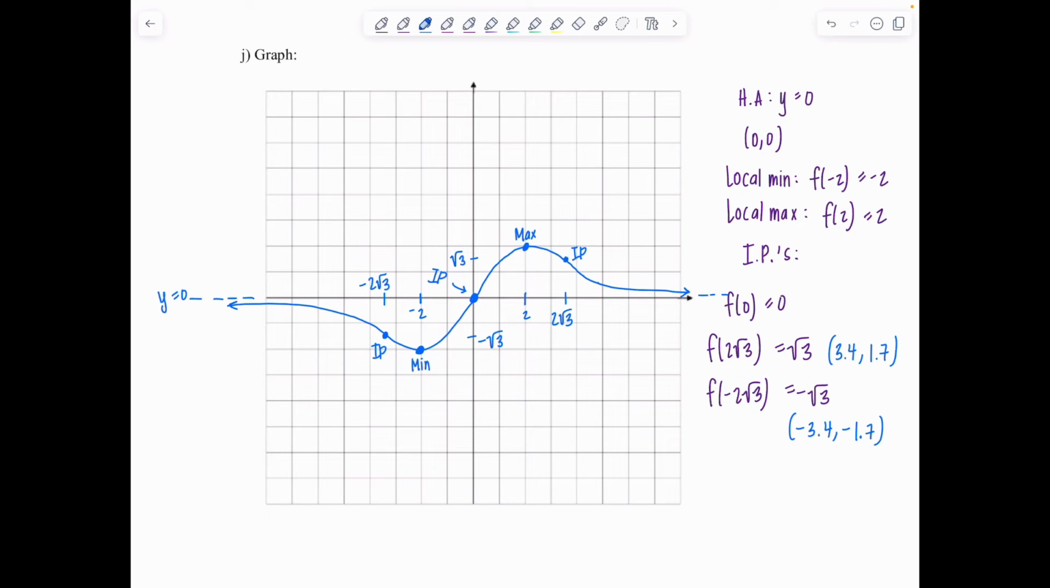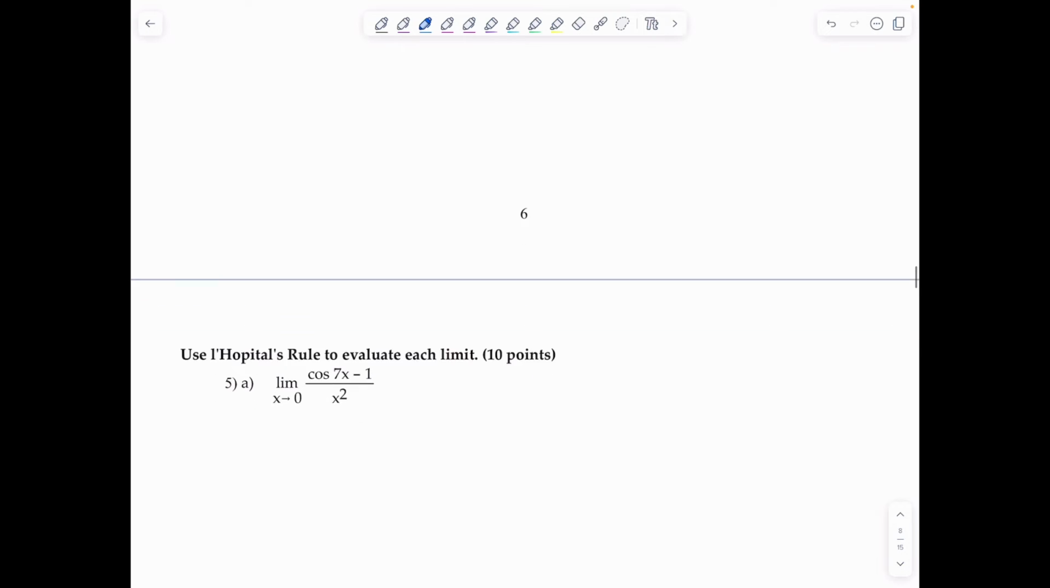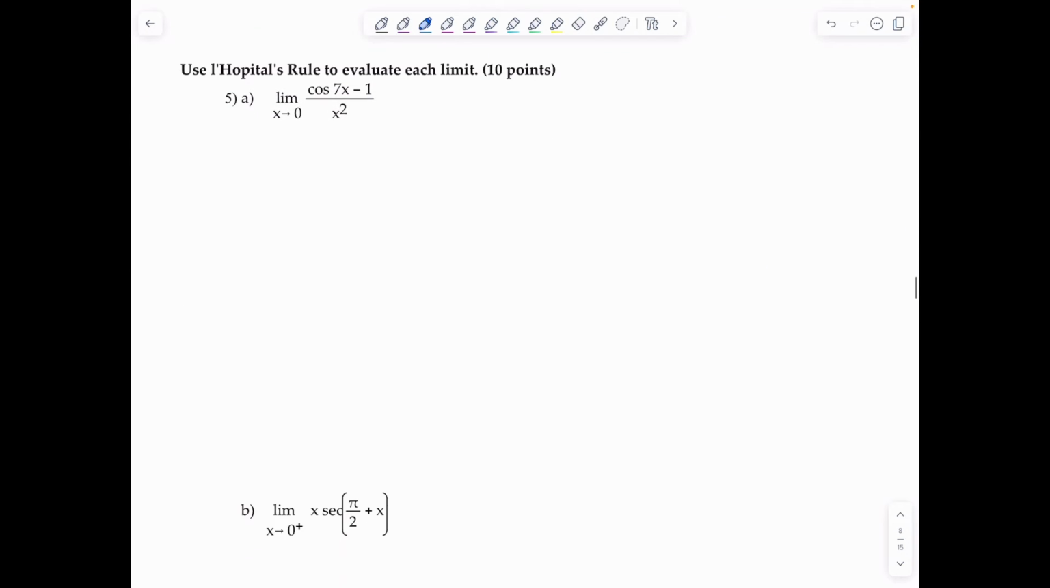Now that the graphing's out of the way, hopefully everyone relaxed. Or not. It's time for L'Hopital's rule. So use L'Hopital's rule to evaluate each limit. So the first one, we have the limit as x approaches 0, cosine 7x minus 1 over x squared. So before you apply L'Hopital's rule, you always have to make sure that you have an indeterminate form of the type 0 over 0 or infinity over infinity. If you don't have that, then you're not allowed to use L'Hopital's rule.